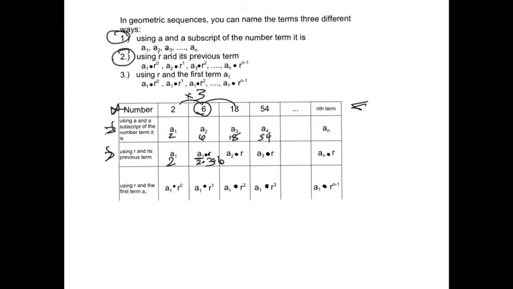And your third term is your second term. What was your second term? 6. Good job. You're so smart. Times your common ratio, which is 3. 6 times 3 is 18, which is right there. Your fourth term is your third term, your 18, times your 3, which is 54. And then your nth term would be whatever the term before it times r would be. So if you need to find your whatever term, you can't use it that way. You have to use it this way.